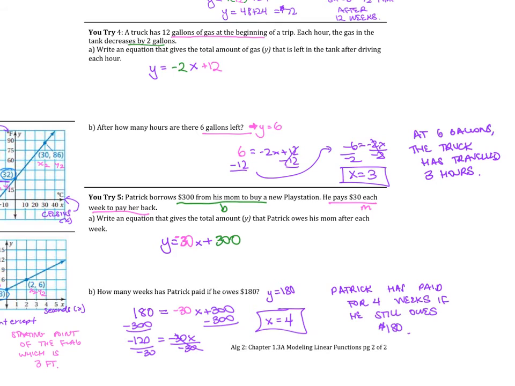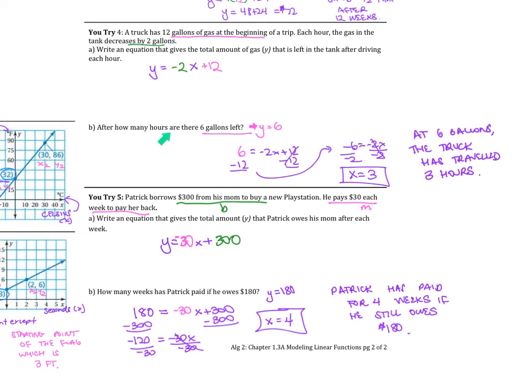All right, so hopefully you tried this out. So for these both, they are actually decreasing, right? Slopes are decreasing. Now, the reason why I say that is because the truck has 12 gallons of gas at the beginning of a trip. Each hour, the gas in the tank decreases by 2 gallons. And that makes sense, as you use gas as you're driving. So therefore, it's going to be negative 2 gallons per hour. And then it starts at 12. So that's the equation here.